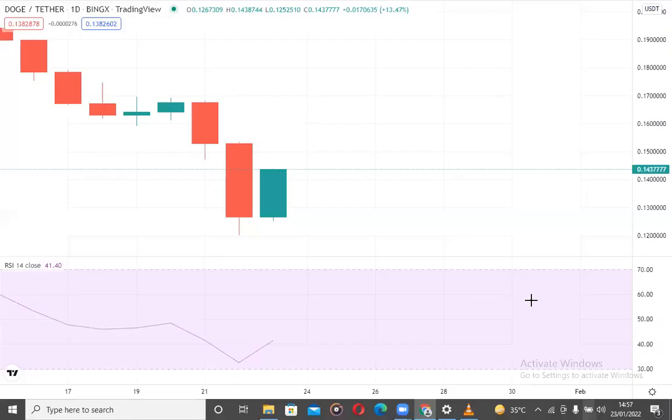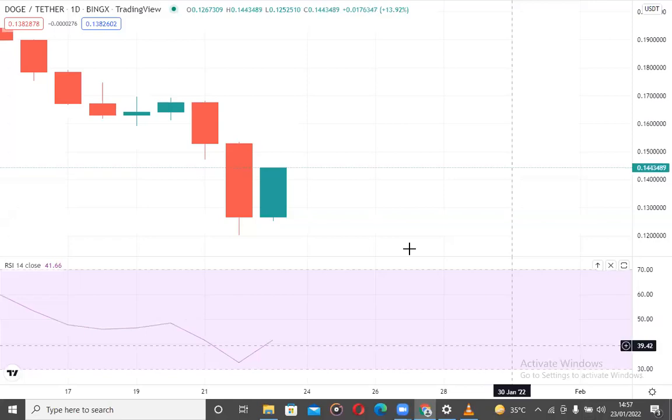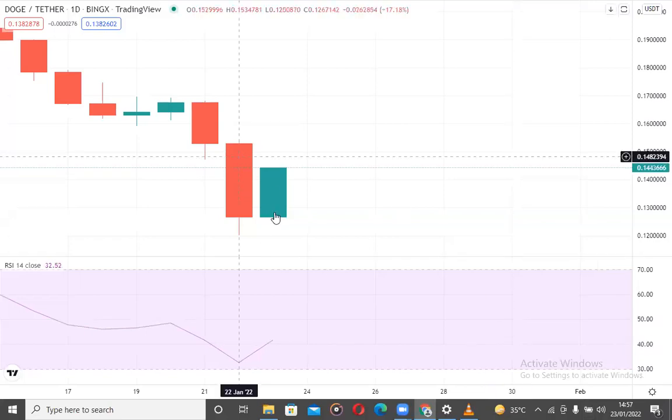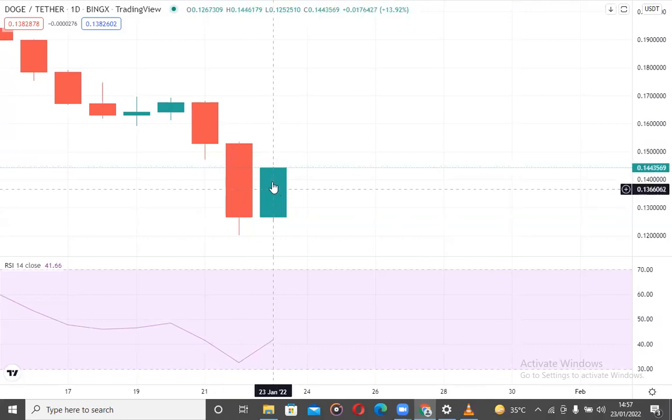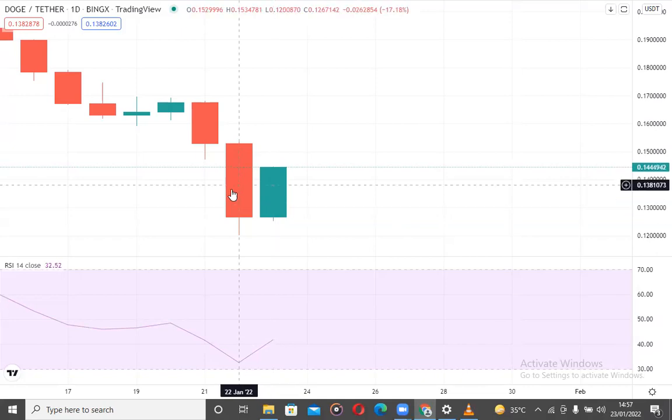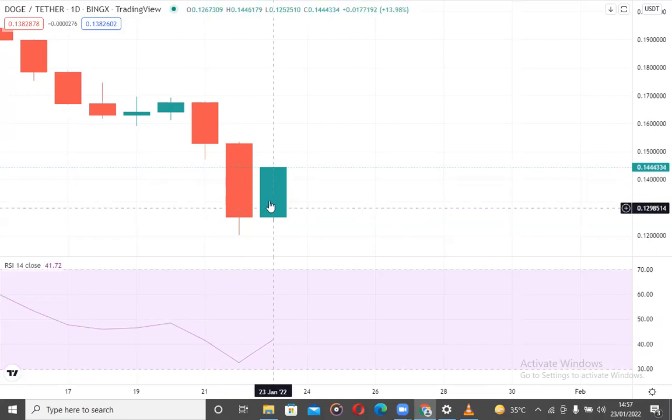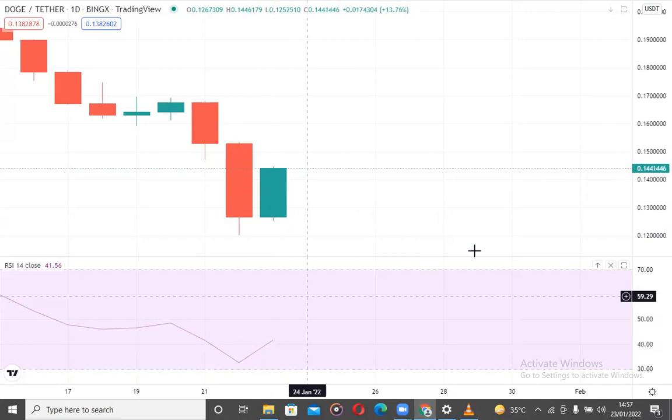So do you understand what I'm saying? Now, let's go back to the material. So I hope you can understand what this candlestick means. The bear is the negative price. The bull is the positive price. Do you understand what I'm saying?